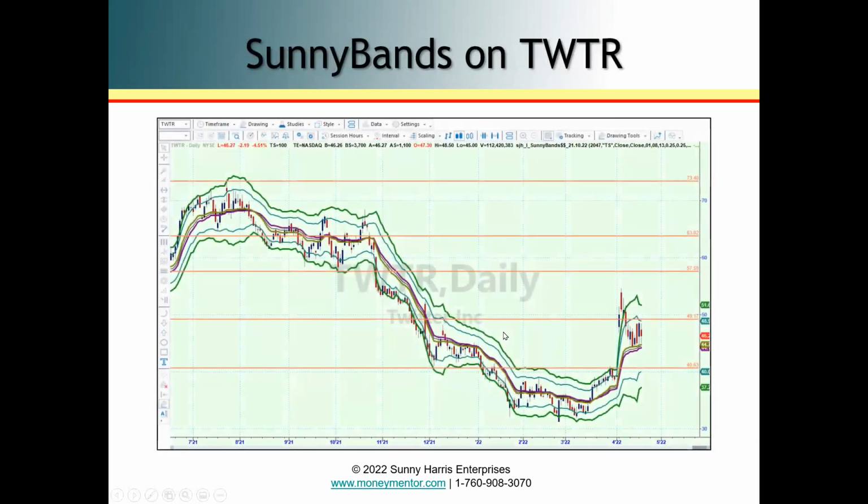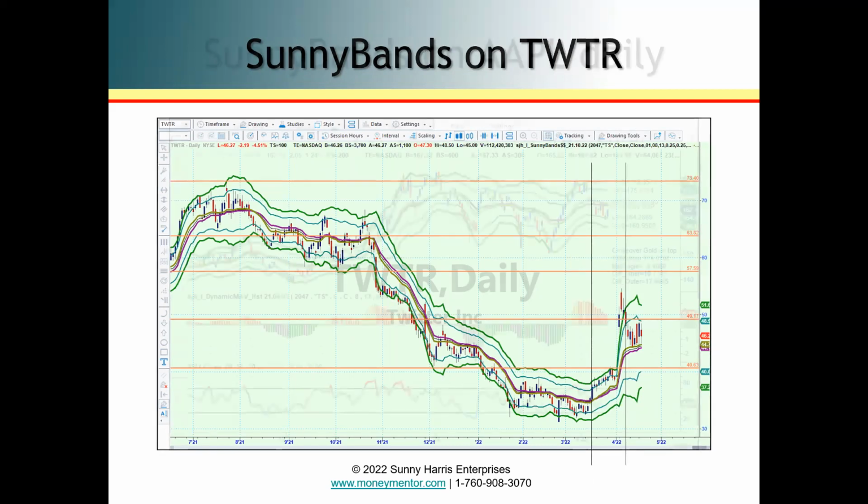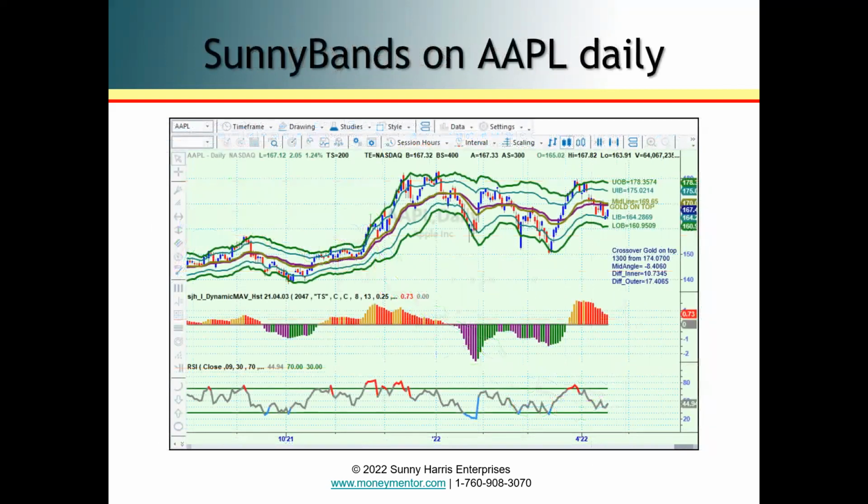Let's look at it on Twitter, for instance. We had a call to go long here. We went long, long, long, and took profits right there. So that's the long call, and that's the exit call. Here it is on Apple, so you can see that on a daily chart. And I've got RSI on the bottom of this chart where you can see overbought and oversold in the conventional manner. Sometimes I look at that, sometimes I don't, but it's interesting to have it on the chart.